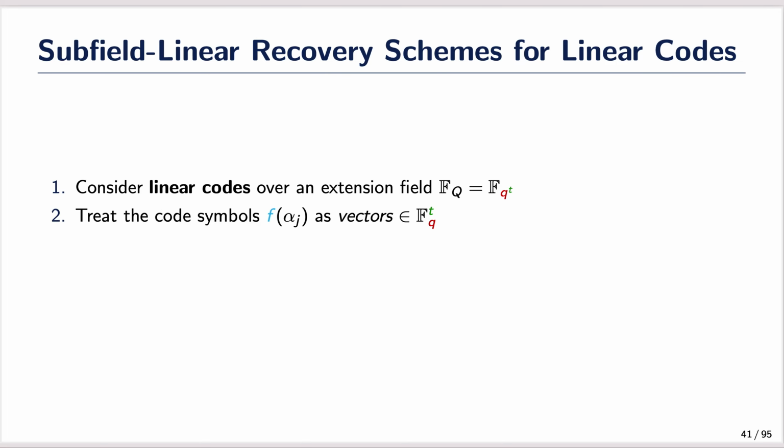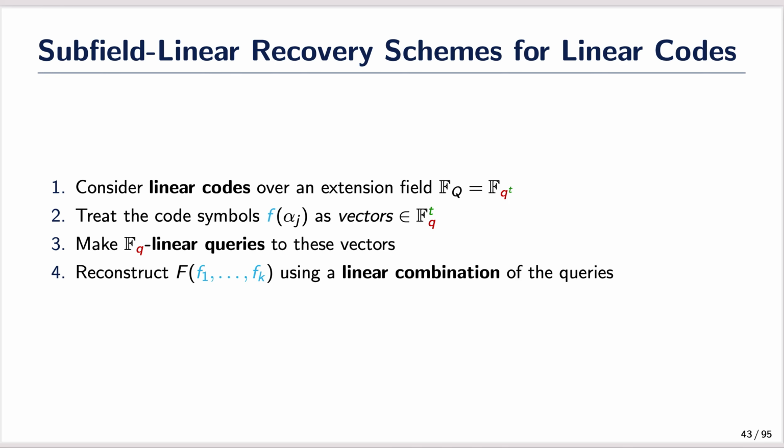And then we'll treat the code symbols, these evaluations f of alpha_j, as actually being vectors in the vector space F_q^t, the t-dimensional vector space over the finite field of order little q. And then we'll make F_q-linear queries to the vectors. In other words, we'll just multiply those vectors by some suitable matrices, and then the resulting vectors will be what gets sent back to us. And then from those queries, we'll reconstruct, with a linear combination of those queries, the desired linear function.